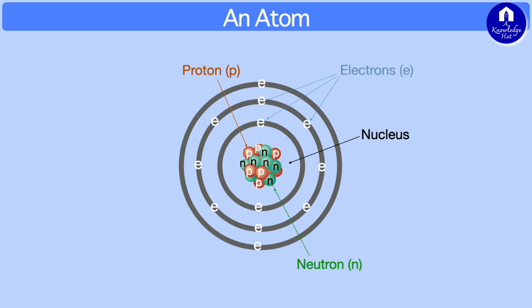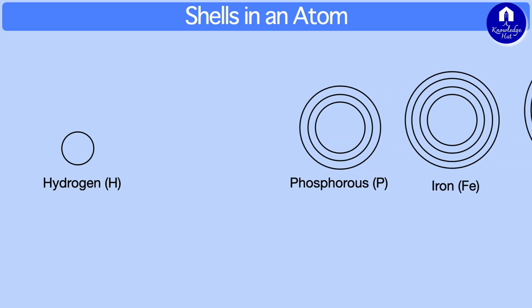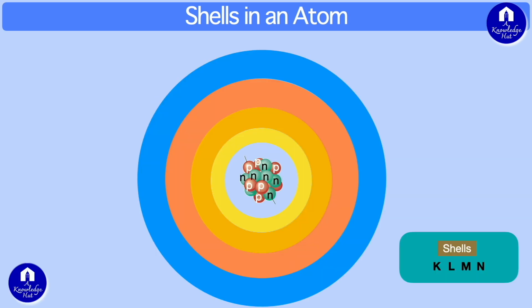They enjoy greater freedom of movement. They zip around the nucleus in 3D space, occupying different shells as shown in the diagram. A small atom like hydrogen has only one shell. Larger atoms have many shells. Each shell is identified by a number.